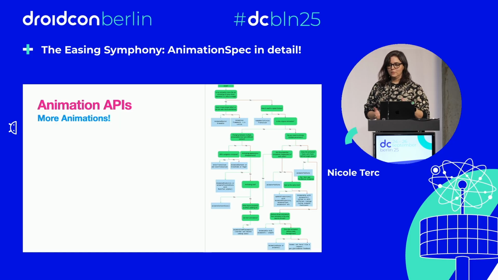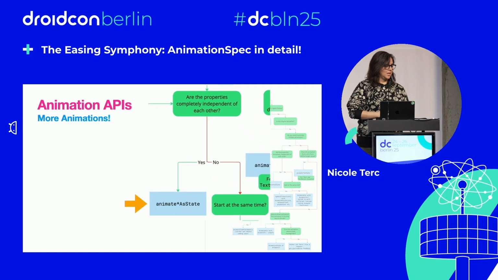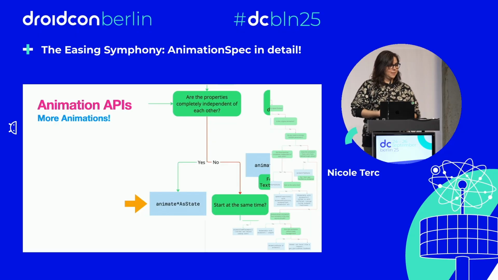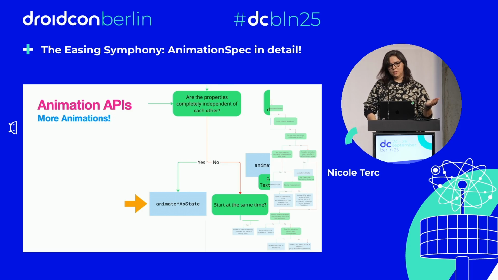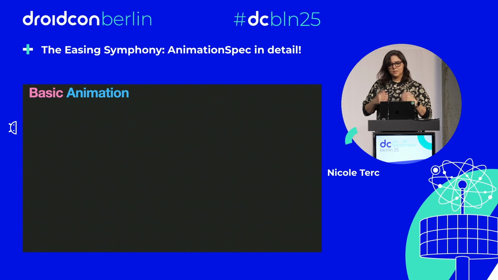The only thing you need to do is follow our trusty flowchart and identify which of the animation APIs we're going to use. Which in my case, since I'm going to be using a simple visualizer, is going to be animate as state. Great. Now that we have our animation API that we're going to use, let's start with a basic animation. And the first step in any animation is to define which UI property we're going to change, right? Because that's the basic thing that we need.